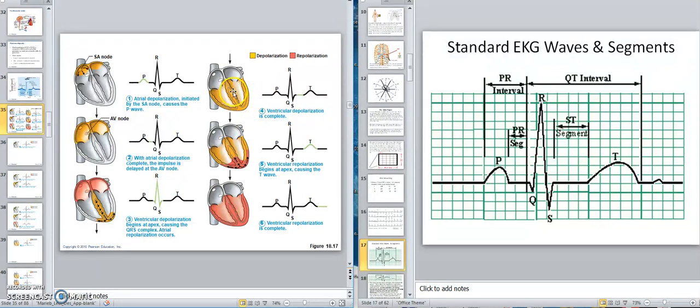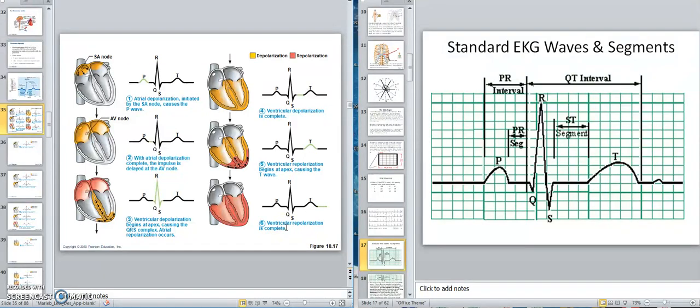Now you're proceeding and you finish ventricular depolarization. So here you are right here. That's that ST segment right there. So ventricular depolarization is complete. Now you've finished the job. Now you go into the T wave, which is ventricular repolarization, where everything is going back again. And then we're back to normal.